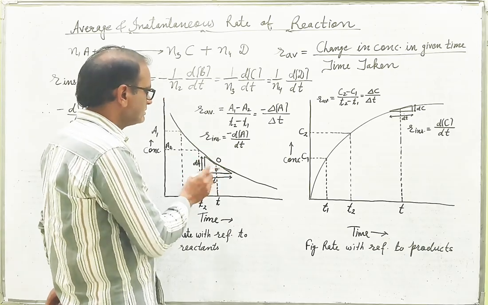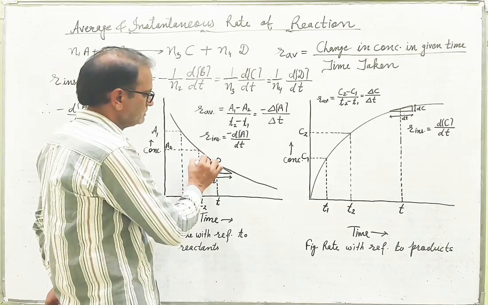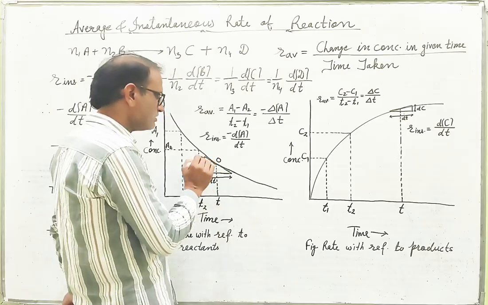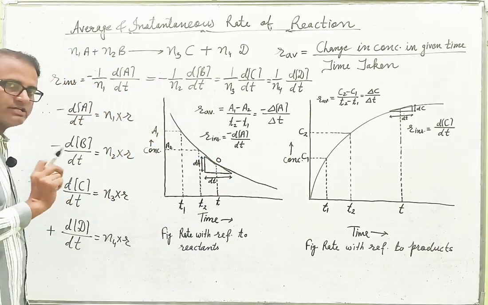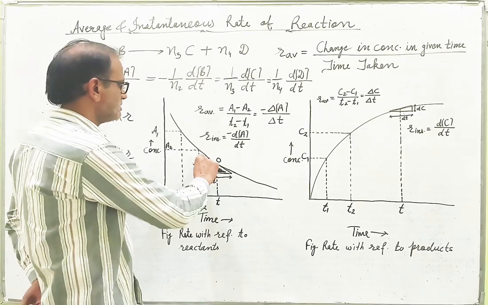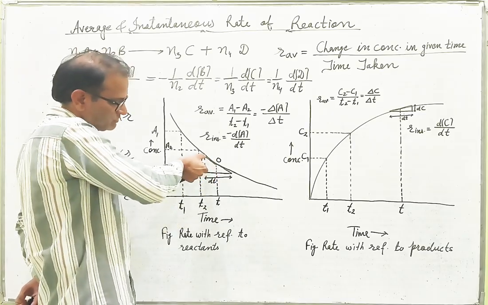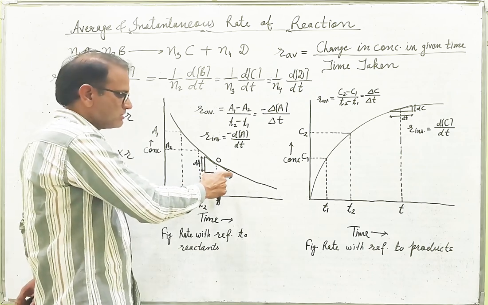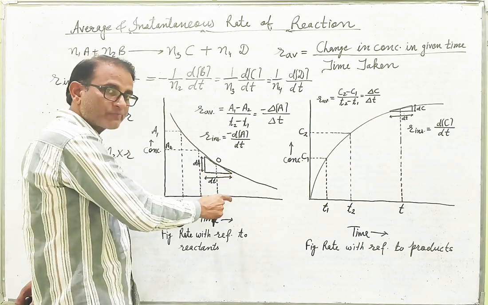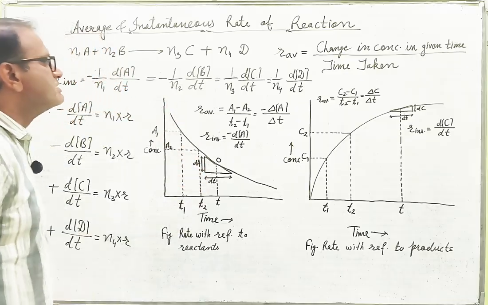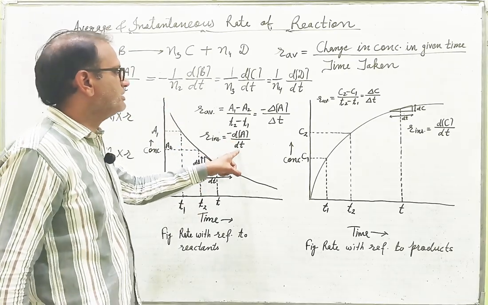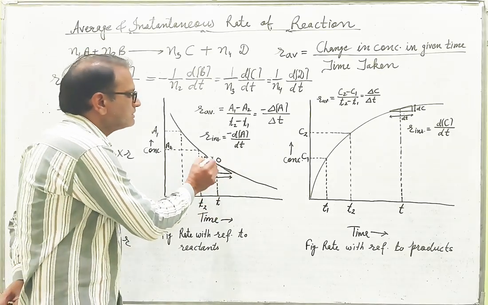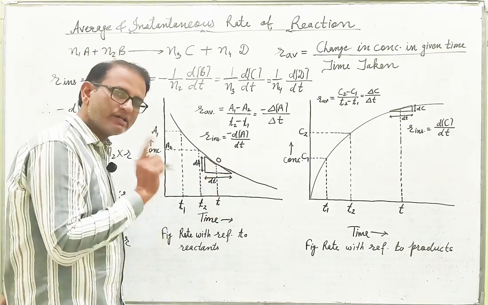Now, by extrapolating this rectangular triangle, how can we calculate the instantaneous rate of reaction? This is a small change in concentration of A, and this will be equal to a small change in time. So the R instantaneous will be equal to minus dA upon dt. Okay, so like that we can calculate the instantaneous rate of a reaction.